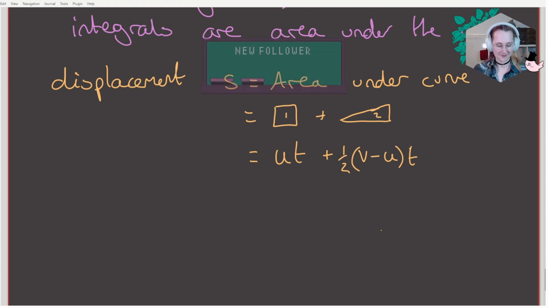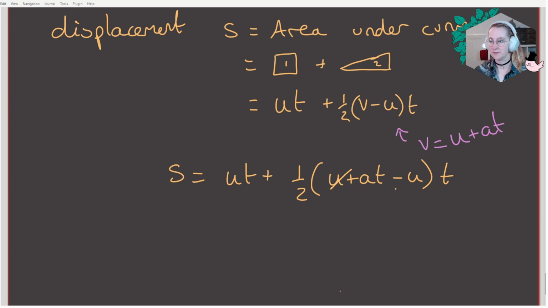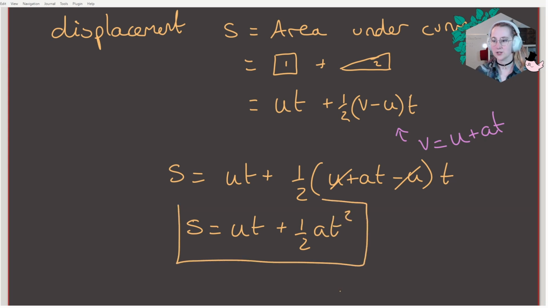So remember how we said that v is u plus at. We're just going to substitute that in. So we get s is ut plus half of u plus at minus u, times t. So the u's cancel, and we get s is ut plus half at squared. And that is our second equation.